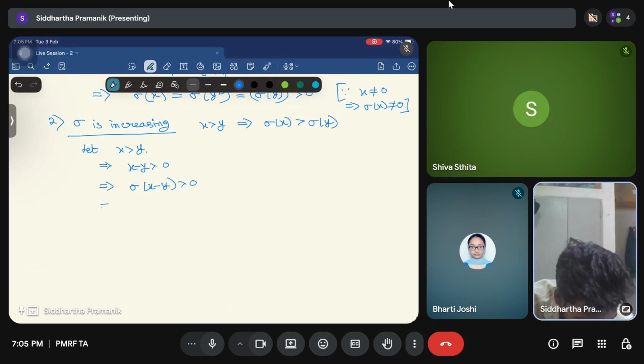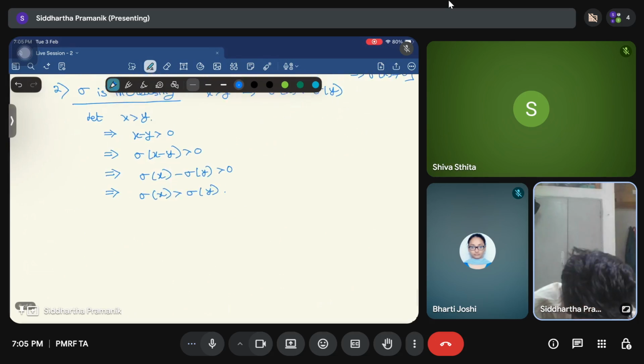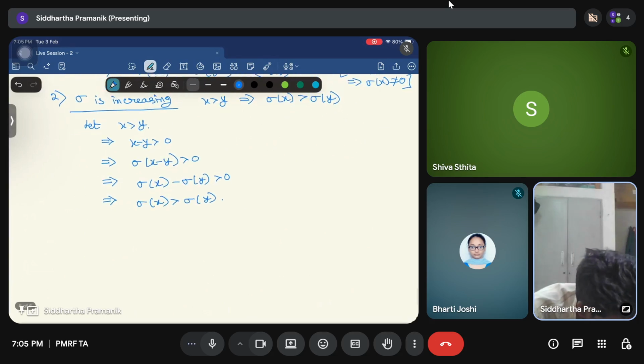But what is this thing? This is sigma of x minus sigma of y. This is positive. So this will imply sigma of x is greater than sigma of y. So we are using the properties of field homomorphism. So sigma is increasing. Now the final step, sigma is identity.